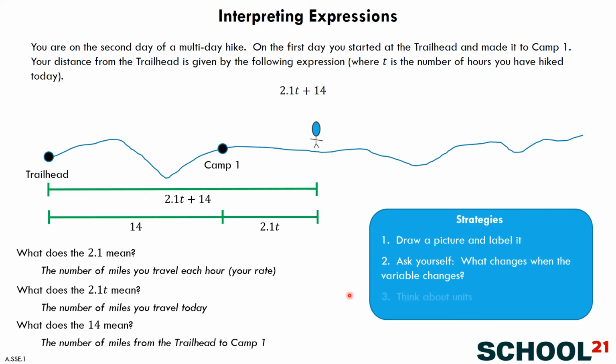Okay? And then the final strategy here is think about units. When we asked that first hard question of what does the 2.1 mean, it was hard until we realized that the units of the t was hours. So we needed something to multiply by hours to get a distance, like miles per hour. So those hours and hour can cancel, and then we'll be just left with miles because we know that this is all about distance here. So thinking about the units can help us with that. Make sense? Yep. All right. Good job.